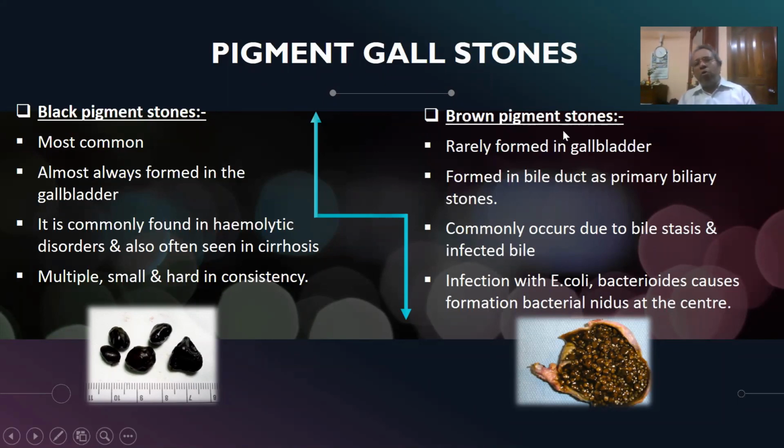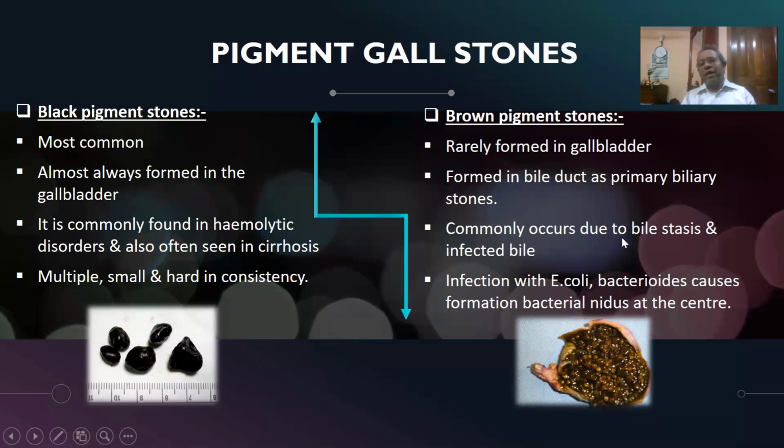And what about the brown pigment stones? They are rarely found in the gallbladder, and are formed in the bile duct as primary biliary stones. It is a very, very important thing. This is called the primary biliary stone. That means the stone which forms in the common bile duct, without the gallbladder involved, is called a primary bile duct stone.